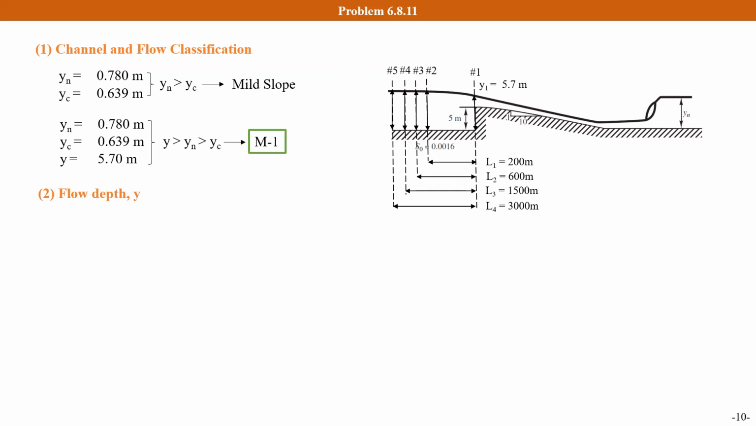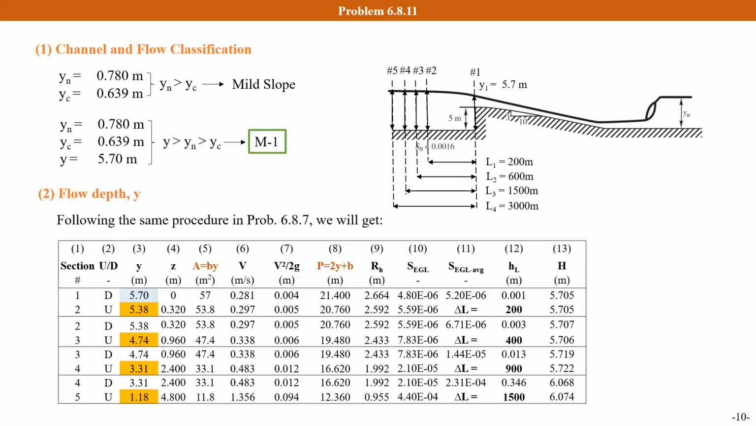Then we can calculate the flow depth y. By following the same procedure as in the first problem, we will get this table, but we need to pay attention because, based on this problem, we need to revise two columns. The first one is the fifth column, because in this problem, it is a rectangular channel. Therefore, the cross-sectional area equals b times y, and the wetted perimeter equals 2y plus b.